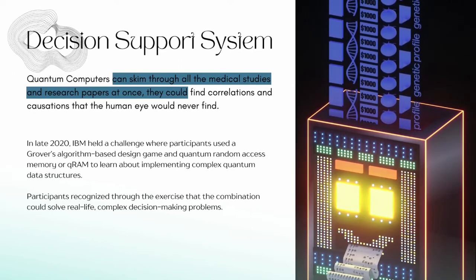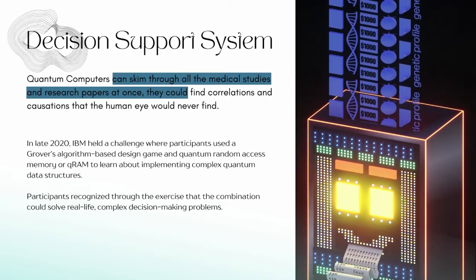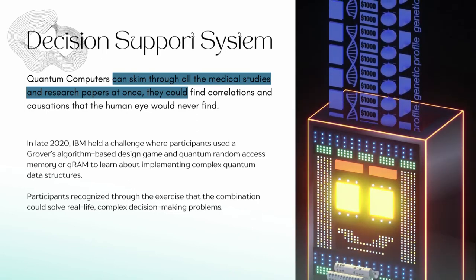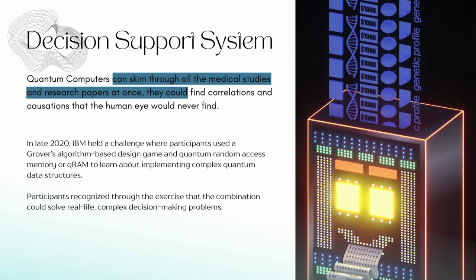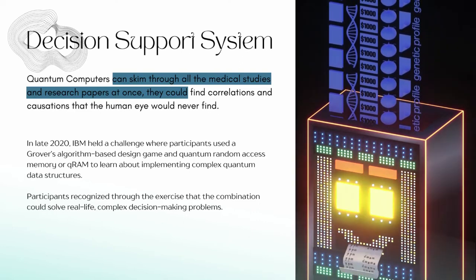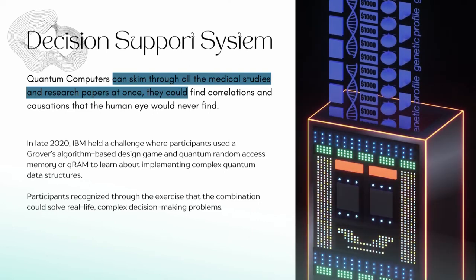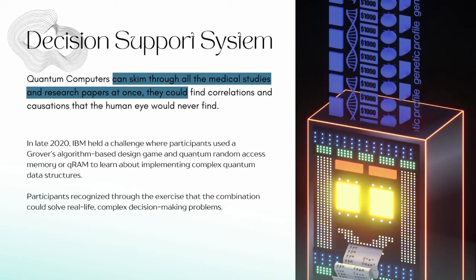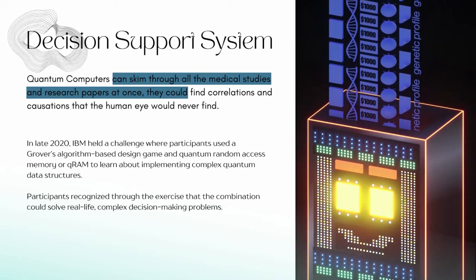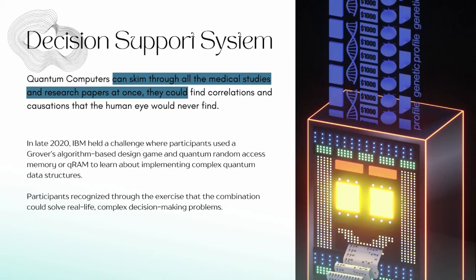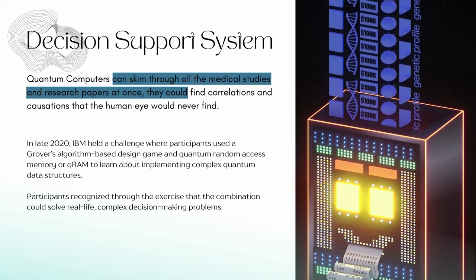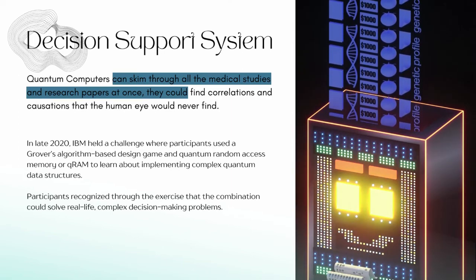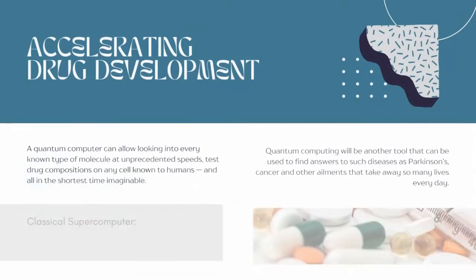Thus, IBM created a supercomputer and its algorithm IBM Watson to sift through these studies. But quantum computing would take that to a whole new level. What if such computers could offer perfect decision support for doctors? They could skim through all the studies at once, they could find correlations and causations that the human eye would never find, and it might just stumble upon diagnoses or treatment options that the human doctor could have never figured out by themselves.